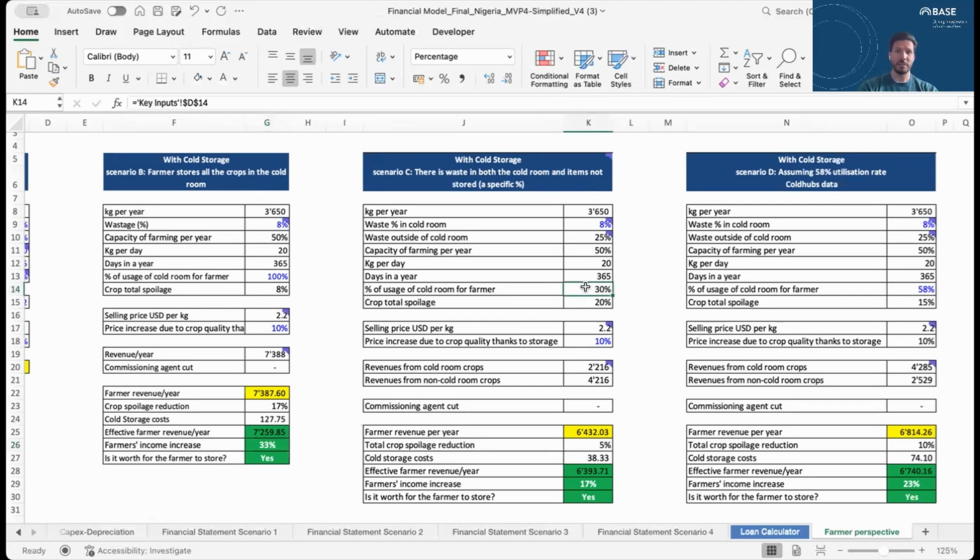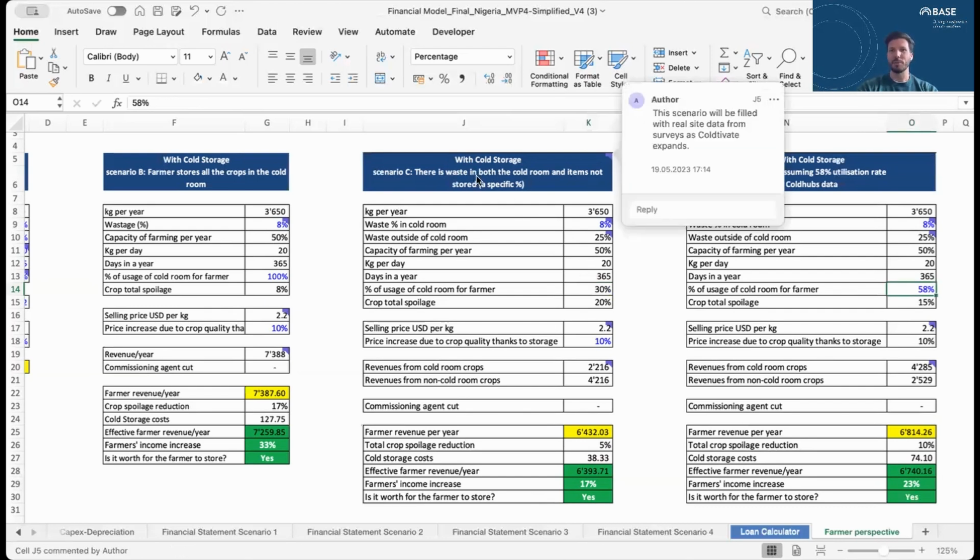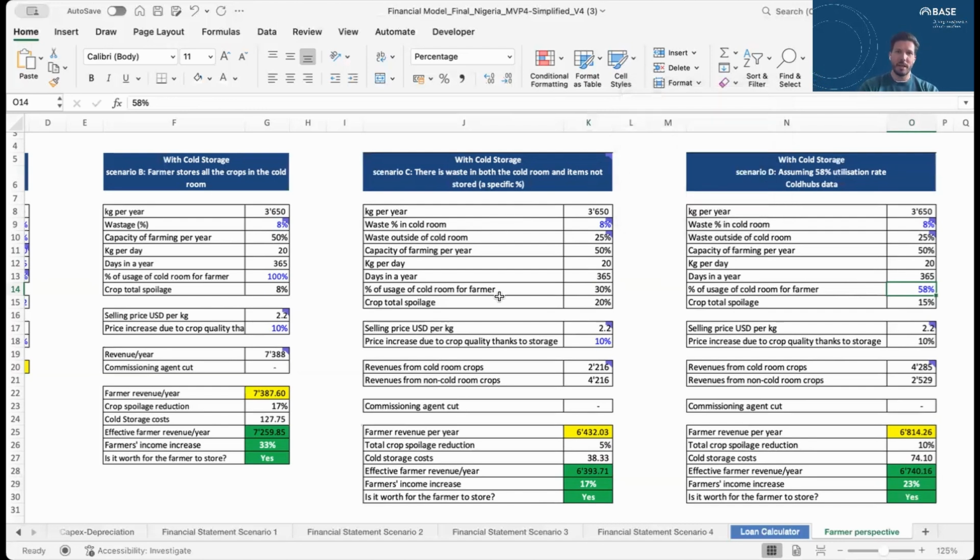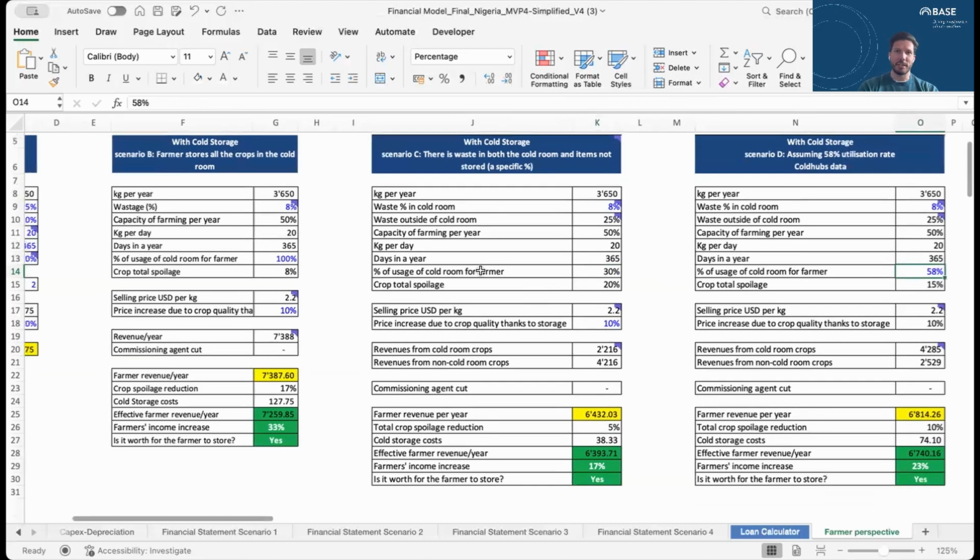So in scenario C, you have 30%. We made this equal to one of the scenarios defined in the key input sheet. But in scenario D, you will see that you can alter this as you wish. Okay, and of course, you can copy paste or create more of those kinds of cells to see, as the percentage increases or drops, what the impact on the revenues of the farmer is.